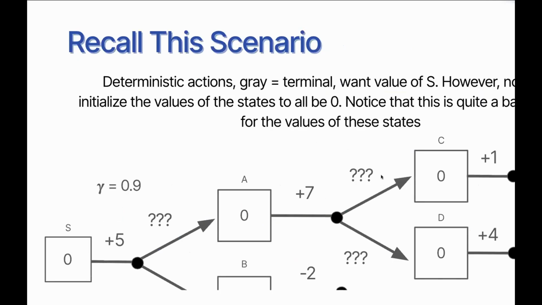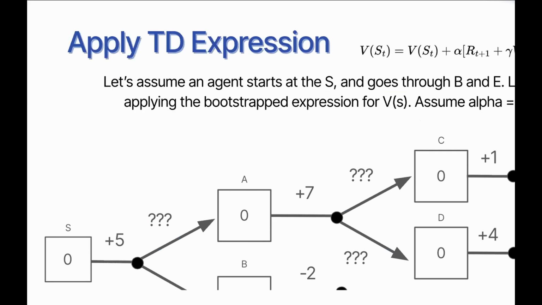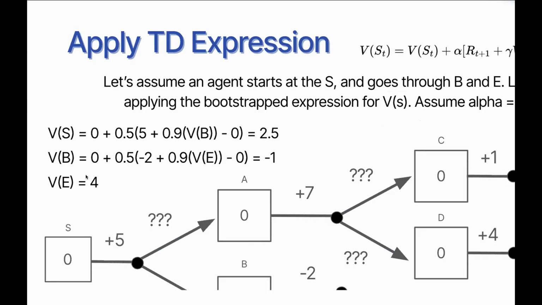Let's consider this scenario again. Once again, it's the same deterministic actions. You don't know these transitions. These states are terminal. Let's assume you want the value of S again, and you initialize all the initial state values to be 0. This is your initial guess. It's definitely wrong, but you just guess. Let's apply this TD expression. Let's assume alpha, the step size, is 0.5. Assume an agent starts at S. This is once again just a random trajectory. It goes to B and goes to E. What happens? Let's apply it.